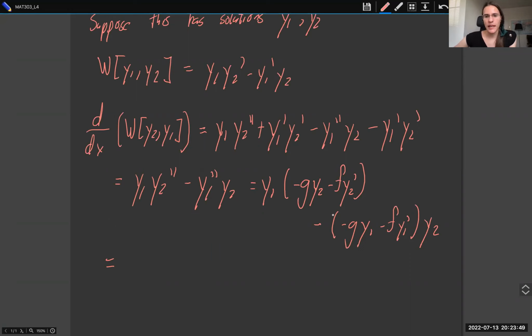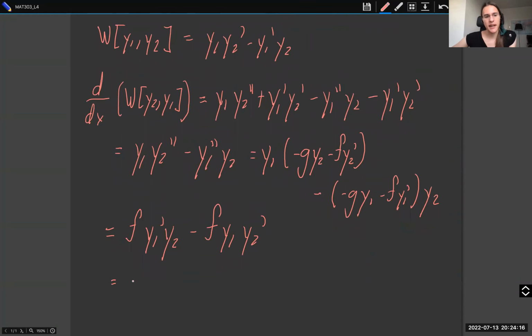So what I get overall is, let's see, what term is going to be positive? This term is going to be positive. It's going to be f y1 prime y2 minus f y1 y2 prime. But if we look at what the Wronskian is, it's y1 times y2 prime minus y1 prime times y2, right? So what this is actually is negative f times the Wronskian of y1, y2.